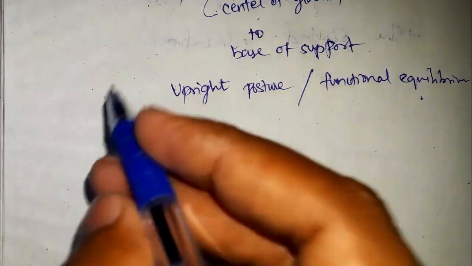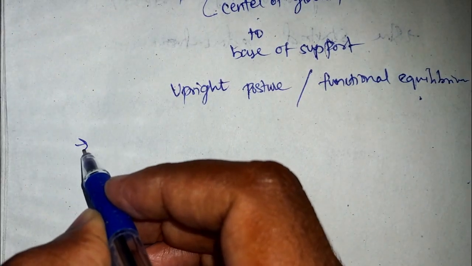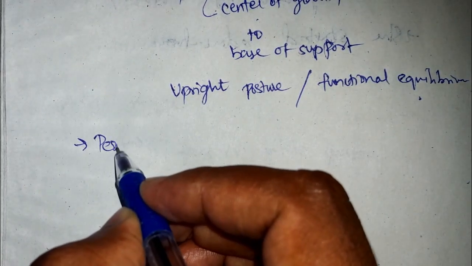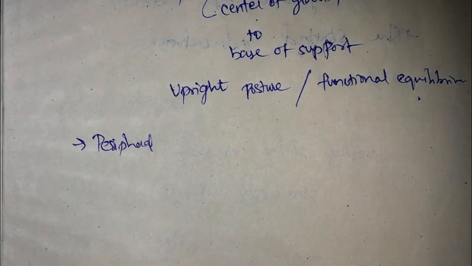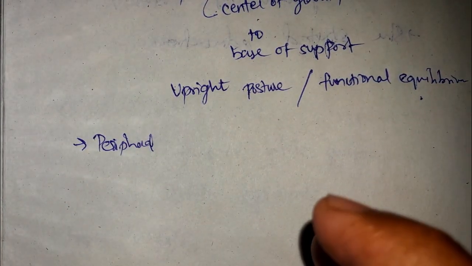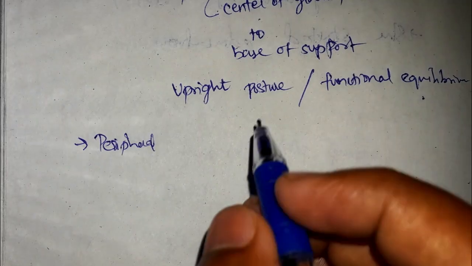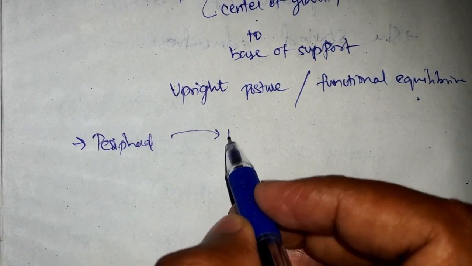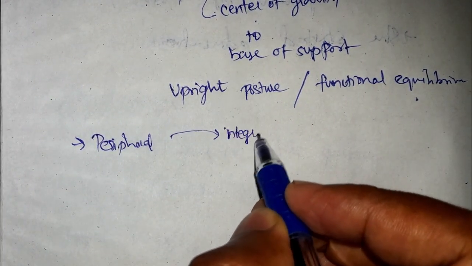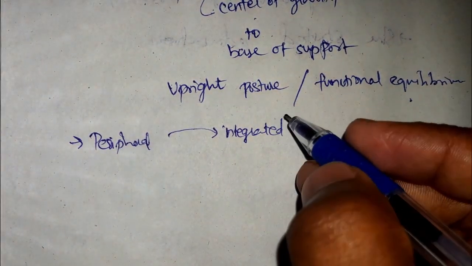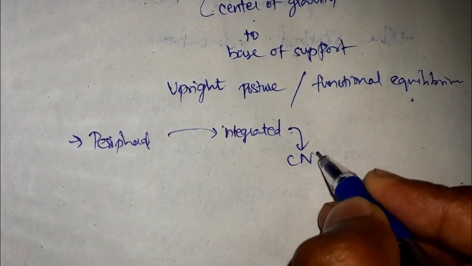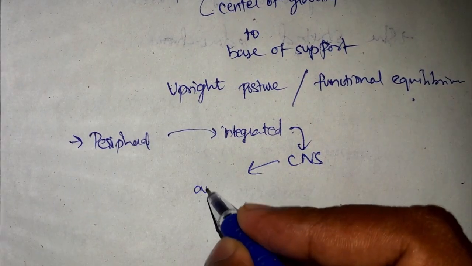In humans, what happens? The sensory information from the peripheral end organs to detect the body position in relation to the environment is integrated, so that human balance is maintained. The integrated information is interpreted by the CNS and it produces the automatic postural response. There is integration that occurs.